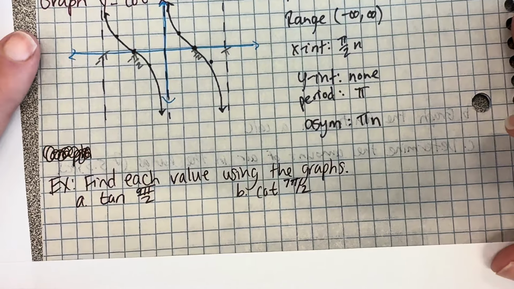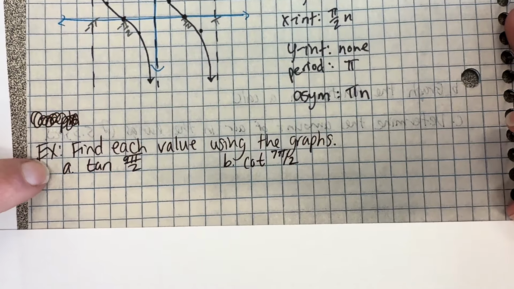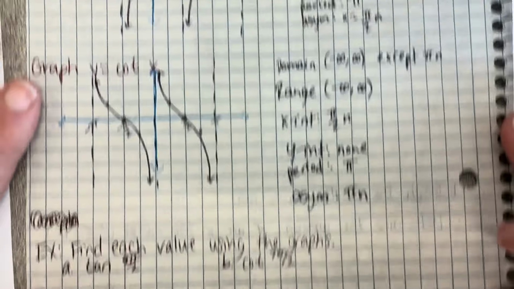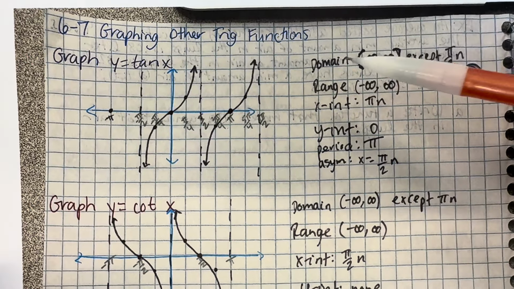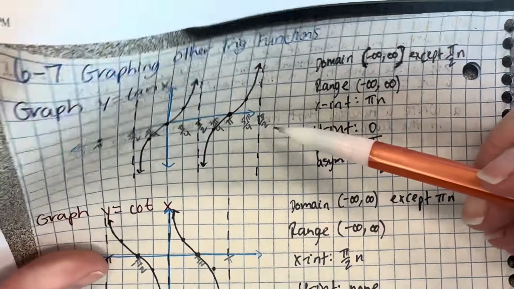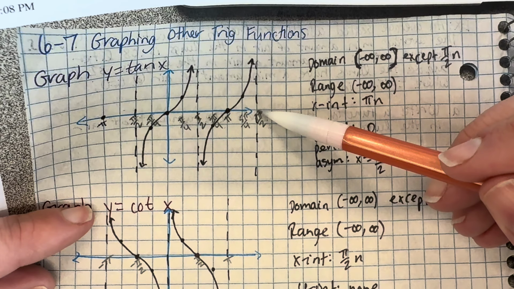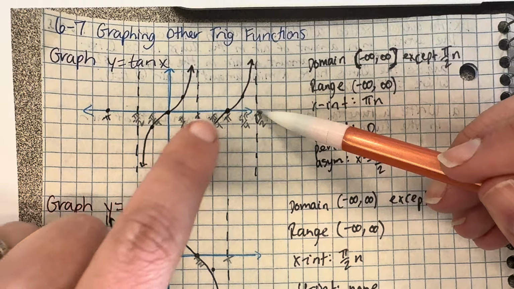And my asymptotes are going to happen at units of pi. Right. So now it says find each value using the graphs of these. So tangent of 9 pi over 2. So I'm going to have to go up to my tangent graph. 9 pi over 2. So right here, I have 3 pi over 2. So I got to continue this out until I end up at 9 pi over 2.